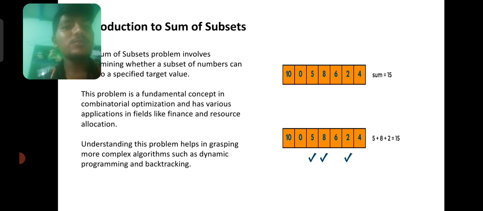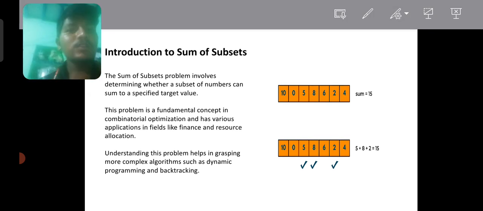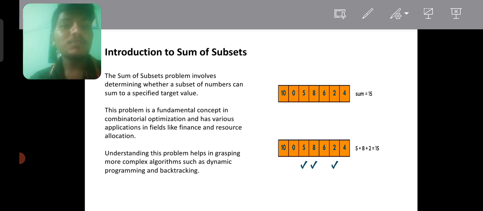Introduction to sum of subsets. The sum of subset problem involves determining whether a subset of numbers can sum to a specified target value. For example, given 10, 0, 5, 8, 6, 2 and 4, the subset sum is equal to 15.